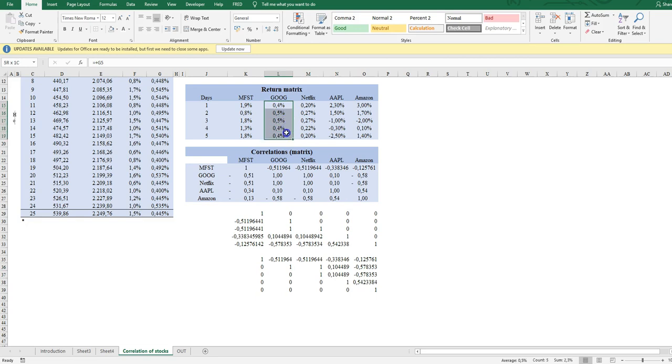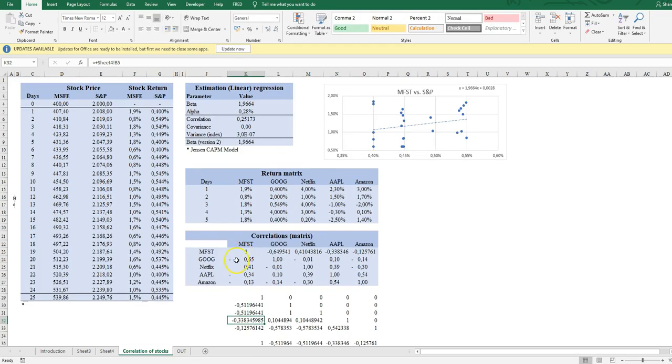We see here that there is some sort of perfect correlation between Google and Netflix. That was what happened in the way I created the data, so I'll just change the perfect correlation. Okay, it doesn't really matter. So that's the way to do it. That's the way to calculate correlations. Thank you.